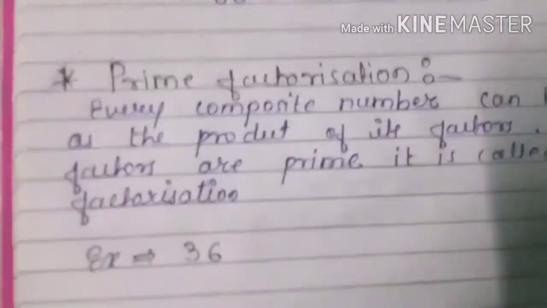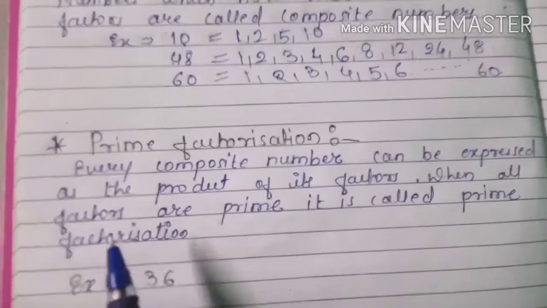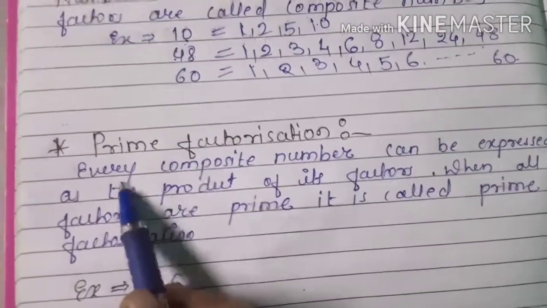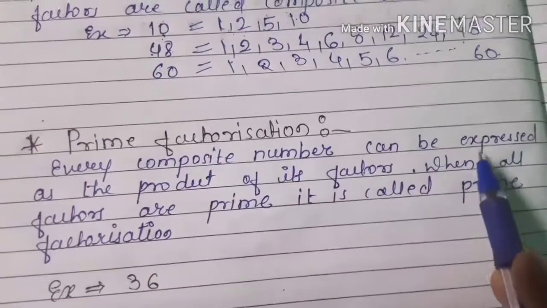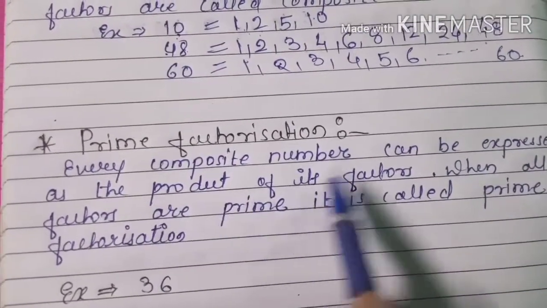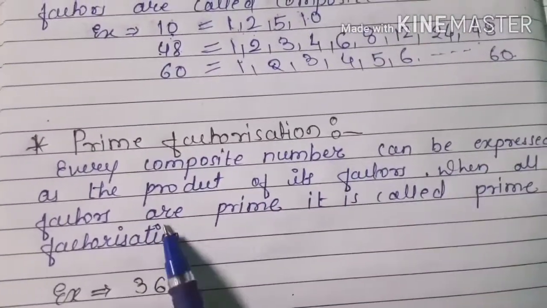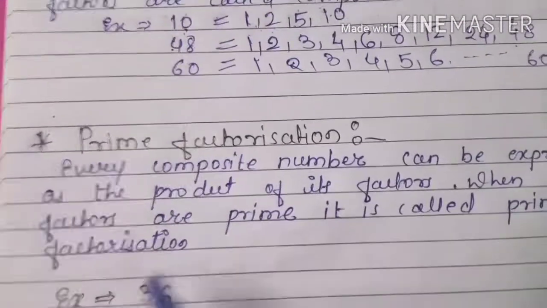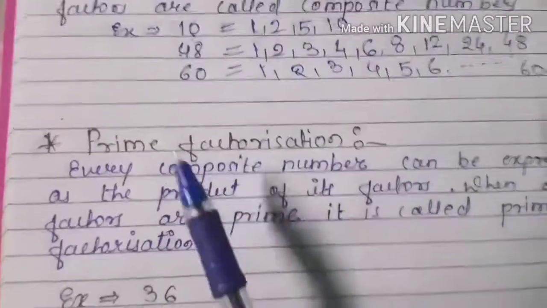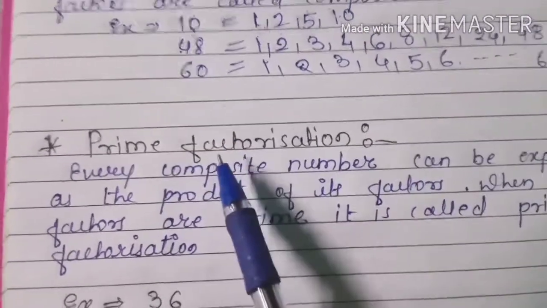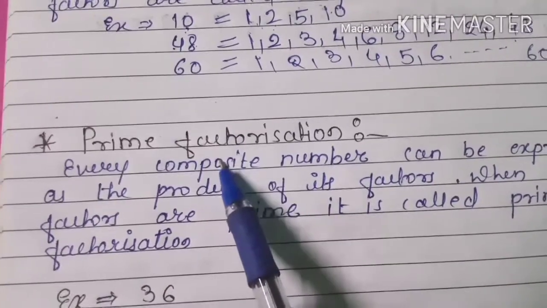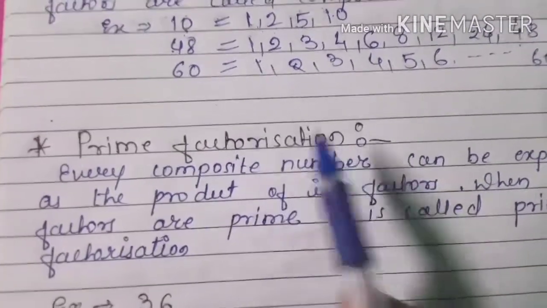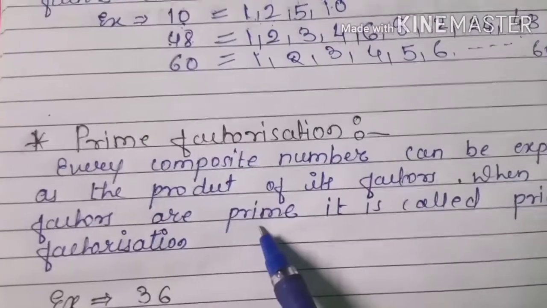Then the next one is prime factorization. So prime factorization means what? Every composite number can be expressed as the product of its factors. When all the factors are prime, it is called prime factorization. So what we have to do here? We have to factorize the given number. The number should be a composite number and we have to do the factorization till it becomes a prime number. Okay.